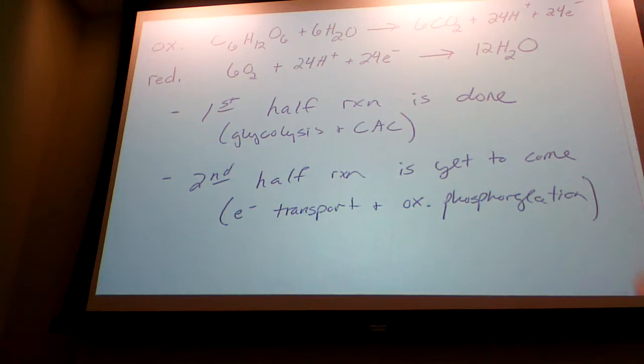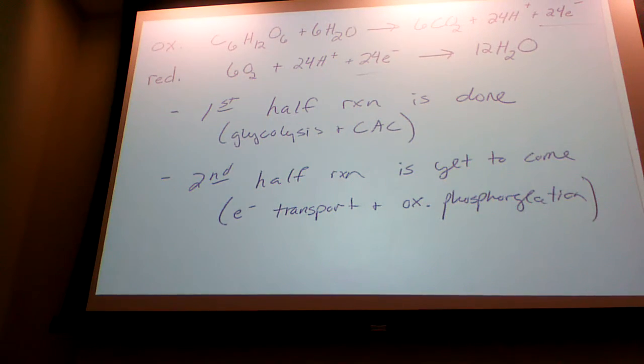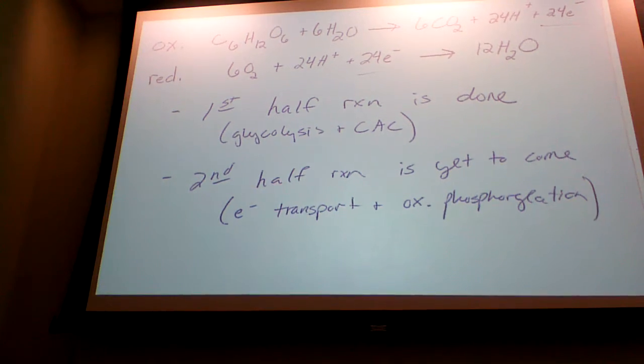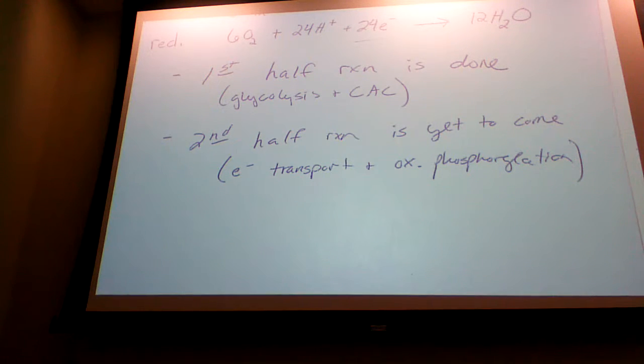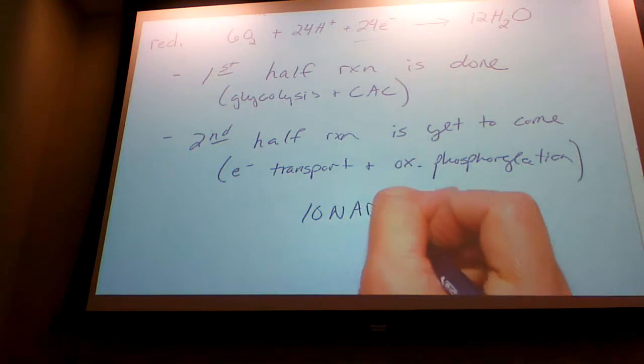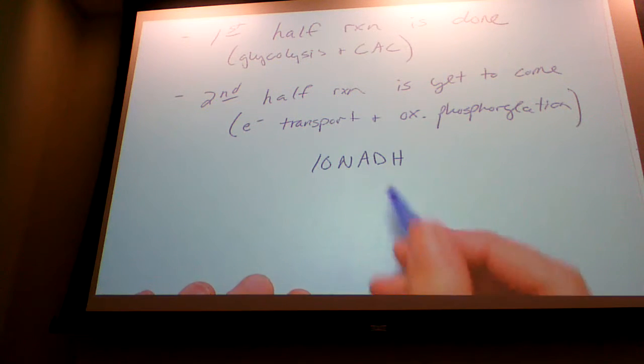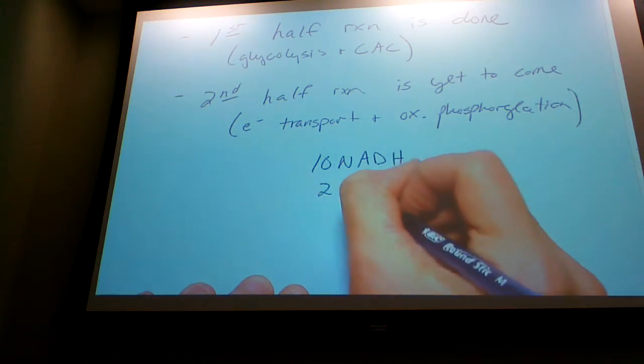Okay. So a while back I made you balance that redox reaction and then tell me that it's 24 electrons that get passed between the two half reactions. And so now we can actually look at where that comes from. So for glycolysis and the citric acid cycle, how many NADH total did I make? 10 for 1 glucose. And how many FADH2s did I make for 1 glucose? 2.